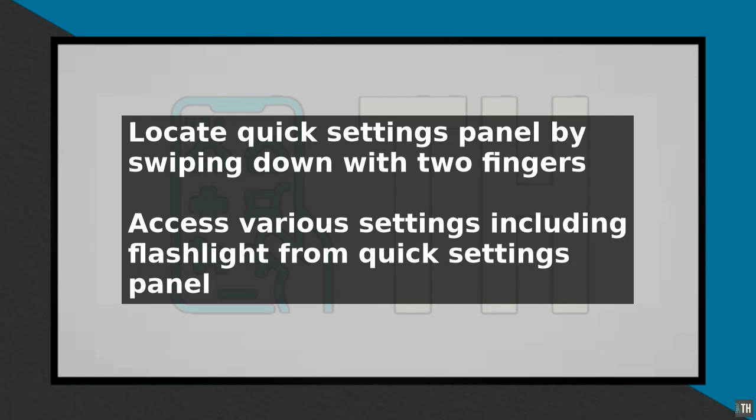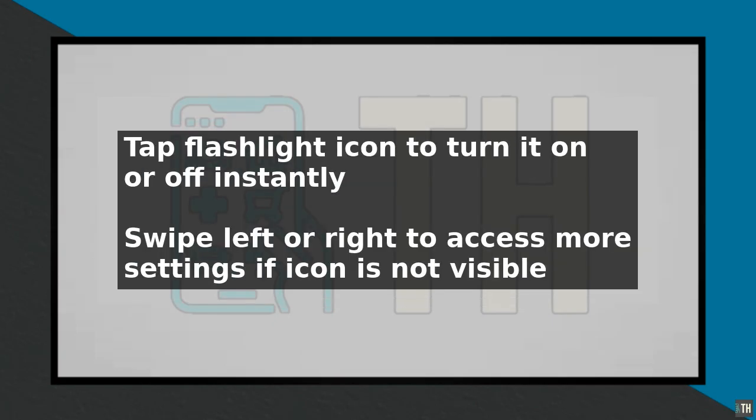Once you have opened the Quick Settings panel, look for the flashlight icon, which is often represented by a lightning bolt or a torch symbol. Tap on this icon to turn the flashlight on or off.